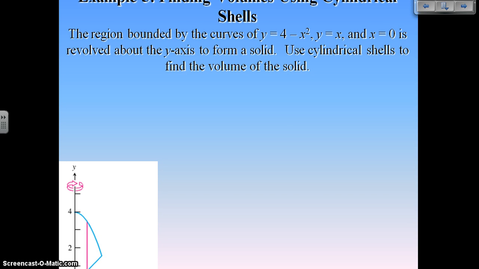Y equals x, which if you can see is this part right here. And then x equals 0, which is this section here. So we've got this shape right here. Again, I apologize. I don't know exactly why the picture has been cut off, because it certainly was not cut off on the slides. But we can work the problem anyway. We're going to take this region right here, and we're going to revolve it about the y-axis, and we're going to find the volume. So now let me attempt to make a drawing here for you.